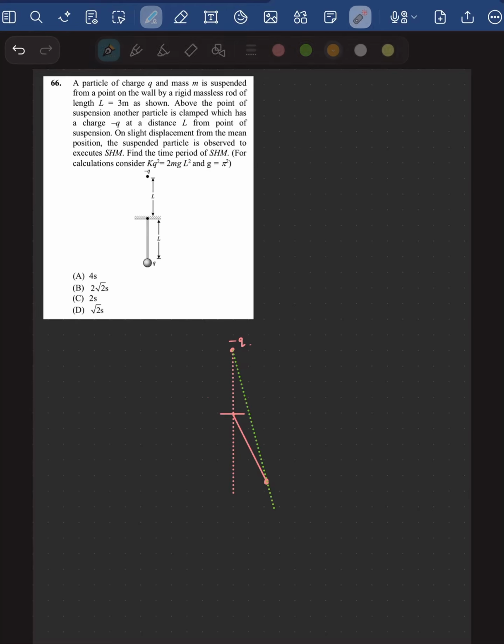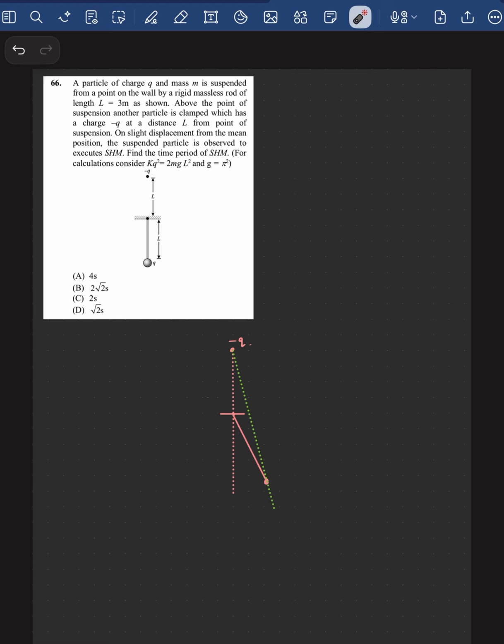Hey guys, so let's have a look at this question. You have a particle of charge q and mass m, which is being suspended from a point on the wall by a rigid massless rod whose length is 3 meters. Above this point of suspension, you have another particle of charge minus q, at a distance of L from the point of suspension.